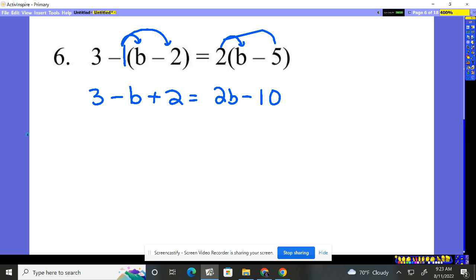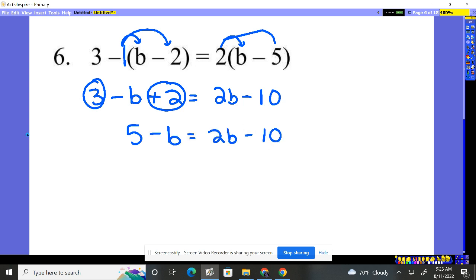Now, before we start moving all variables to one side and numbers to the other, I see that there's 3 pieces on one of the sides. That means somebody's probably got to go together, combined before I start moving them. And it would be the number 3 plus 2. So that's 5. Subtract b equals 2b minus 10.